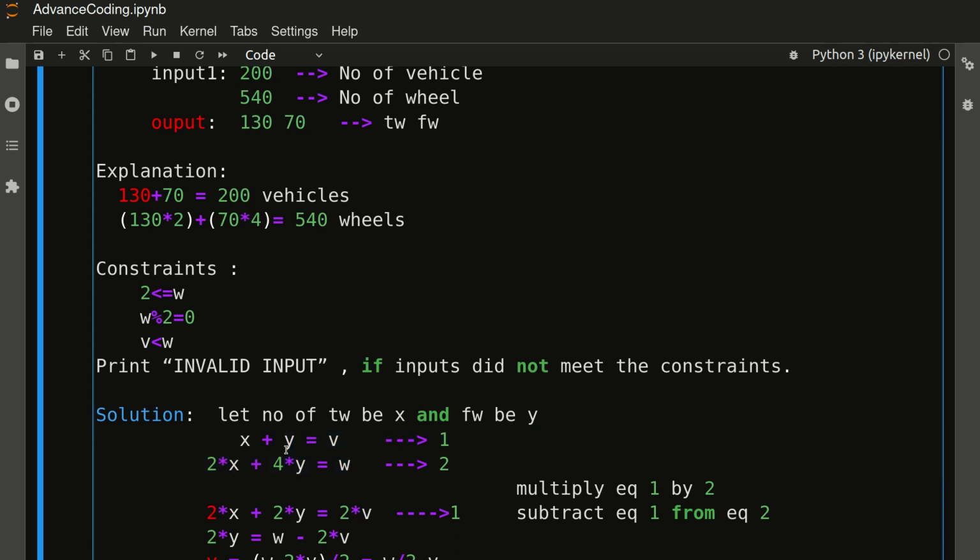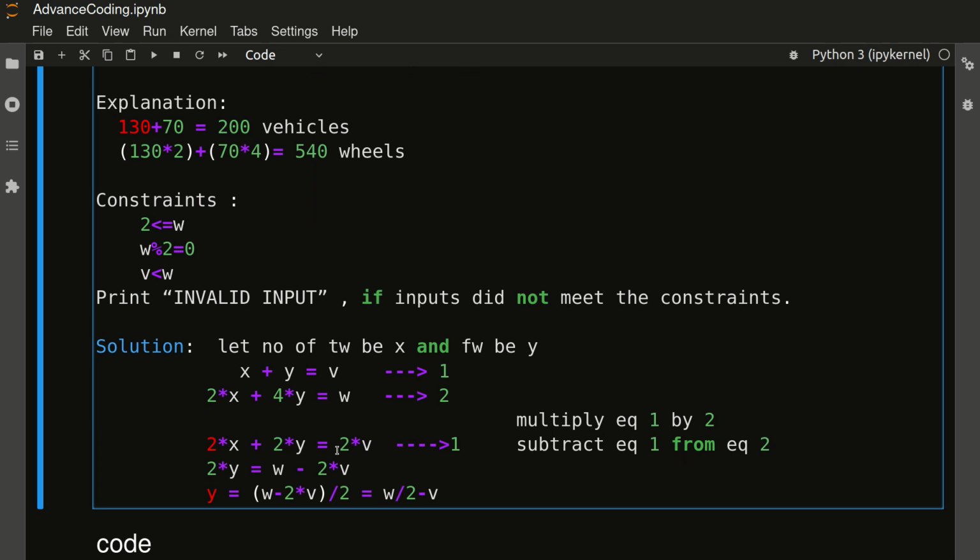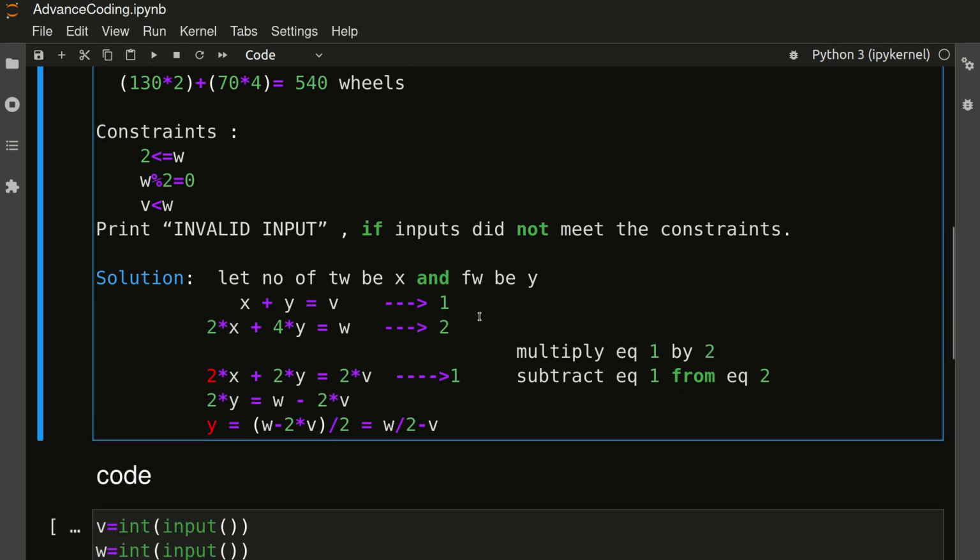And now you must be thinking that by solving this equation, you will directly get the value of two-wheeler and four-wheeler. Okay, so I hope all of you are aware how to solve this. If not, let me show you. Now there are two variables x, y and two equations. So this is very simple.